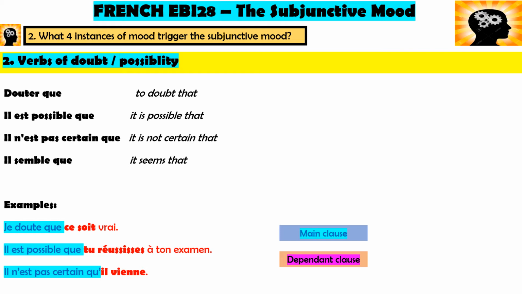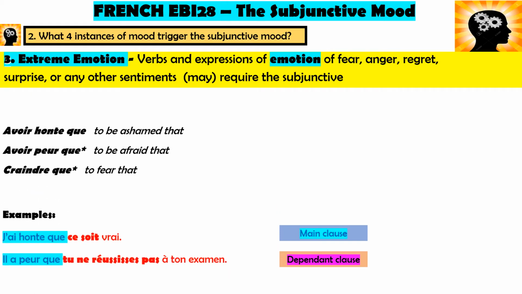3 nice examples here. Je doute que ce soit vrai. I doubt that's true. Numéro 2, il est possible que tu réussisses à ton examen. It's possible that you'll do well on your exam. There's a big doubt in that for you lot. Et finalement, il n'est pas certain qu'il vienne. It's not certain that he's coming. All of this here in blue, in my main clause, I've created the doubt or the possibility, and therefore in the red, you've got the subjunctive voice in the dependent clause. So 2 down, 2 more instances where we trigger the subjunctive mood.